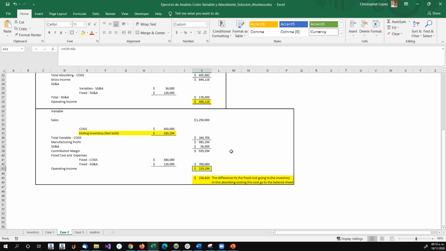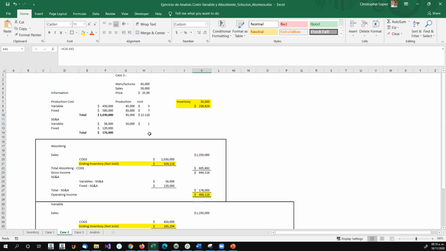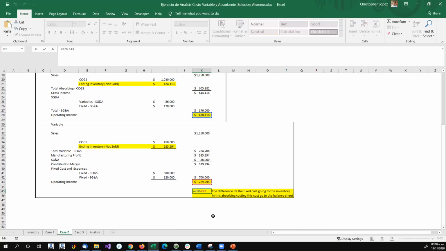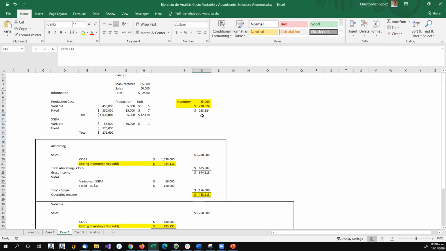I don't think there is so much science into that. You just take the fix and put it here. The difference between the two profits should be the inventory that went out in the absorbing method. So if I multiply the inventory times the fixed cost, it should be the same number as the difference I got from the two incomes. So that thing is 0. It means I did it correctly.